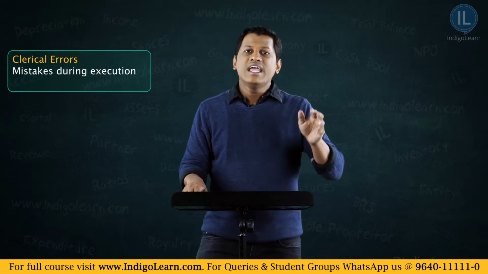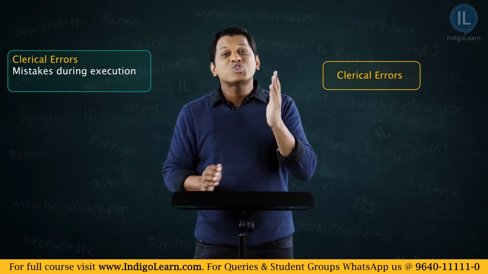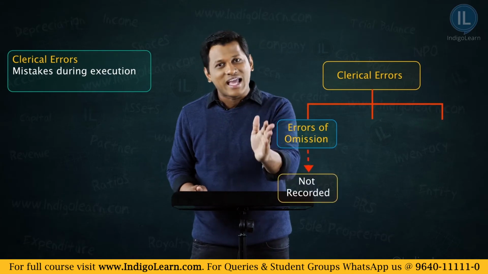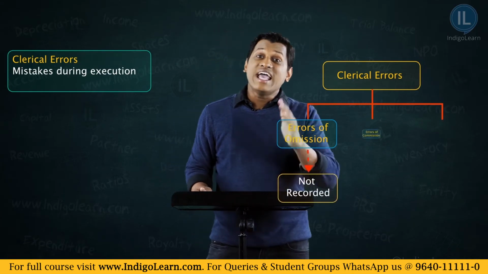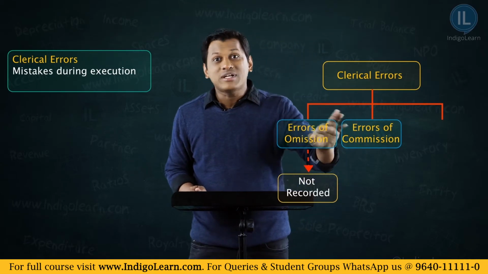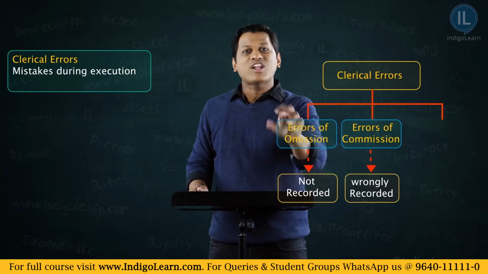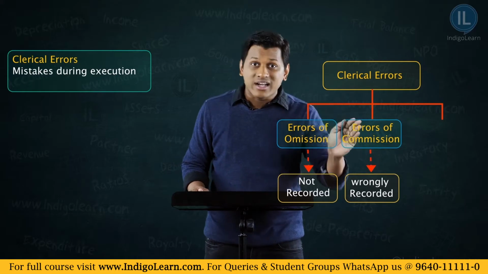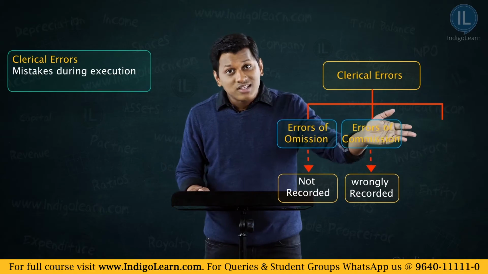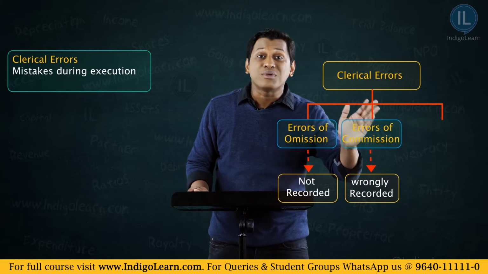Now please understand friends, if there is something which has to be written which is not written, that's a problem. So we call it an error of omission. Something which should have been recorded is not recorded: error of omission. Then error of commission. What is error of commission? Something is recorded but it is recorded wrongly. It should have been recorded at 100 rupees, but it got recorded at 1000 rupees, or at 10 rupees. So that is an error of commission.